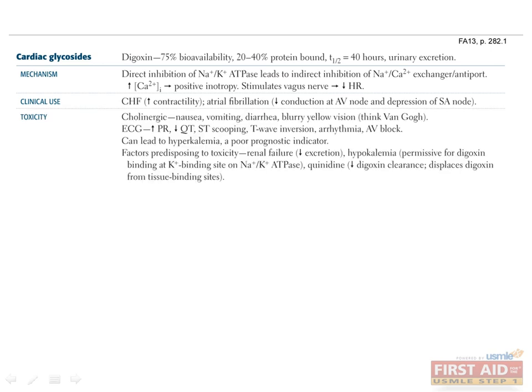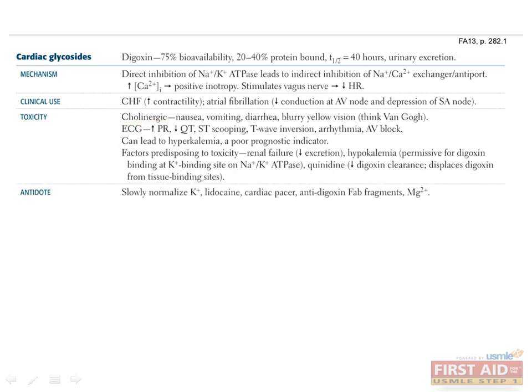Common toxicities include cholinergic effects, such as nausea, vomiting, diarrhea, as well as blurry yellow vision. There are important EKG changes, such as increased PR interval, decreased QT interval, and T-wave inversion and AV block. A poor prognostic marker is hyperkalemia. These side effects can be worsened by renal failure or quinidine by the mechanisms listed here.